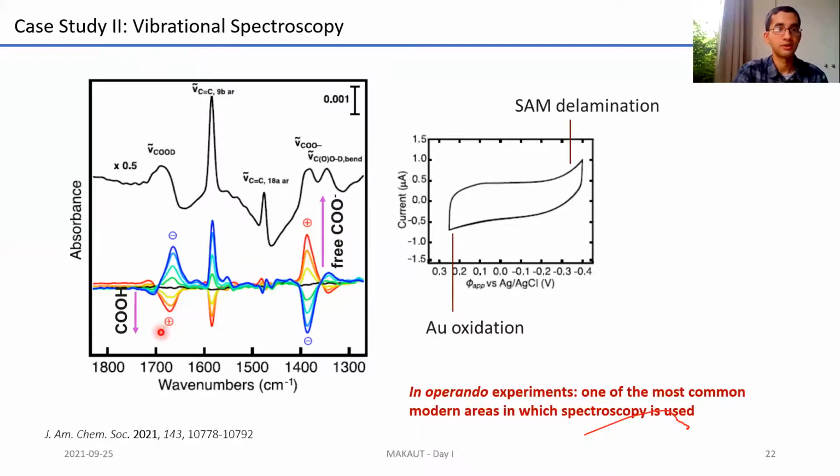So you see there is a kind of inverse relation between these two peaks, because this is for the protonated signal and this is for the deprotonated signal. Now, apologies if this seemed a bit too complicated, but the reason why I showed this was that this is one of the examples of in operando spectroscopy.